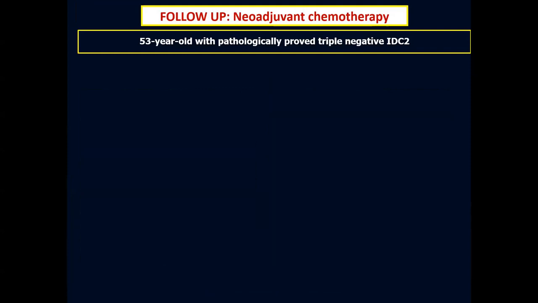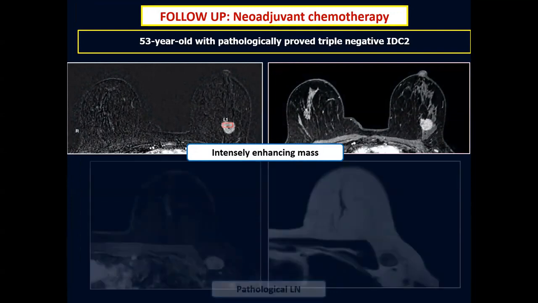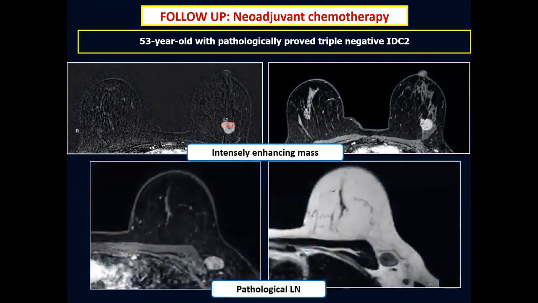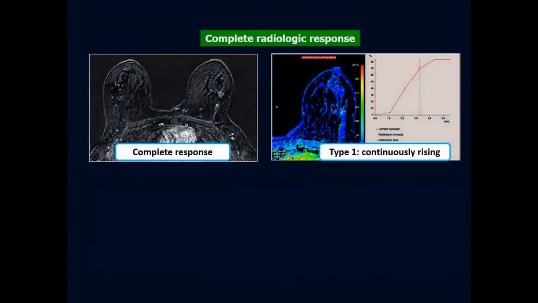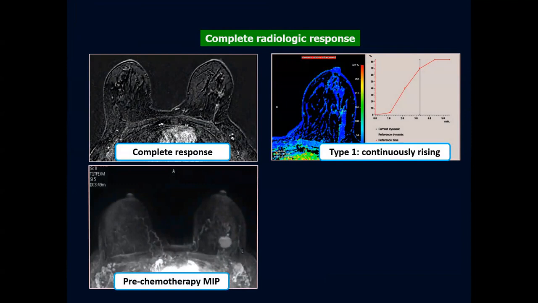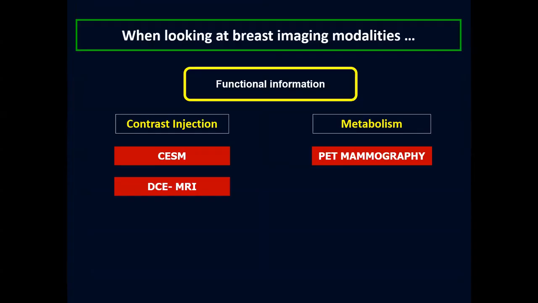This is another 53-year-old female with pathologically proved, again, triple-negative breast cancer, and she had an intensely enhancing mass and axillary lymph nodes, matted axillary lymph nodes. This was the time signal intensity curve, which showed a washout curve. She was also a candidate for neoadjuvant, and this was the examination after receiving neoadjuvant chemotherapy. There was complete radiological response. This was the MIP images in the pre-neoadjuvant setting, and this was the MIP images in the post-neoadjuvant setting.